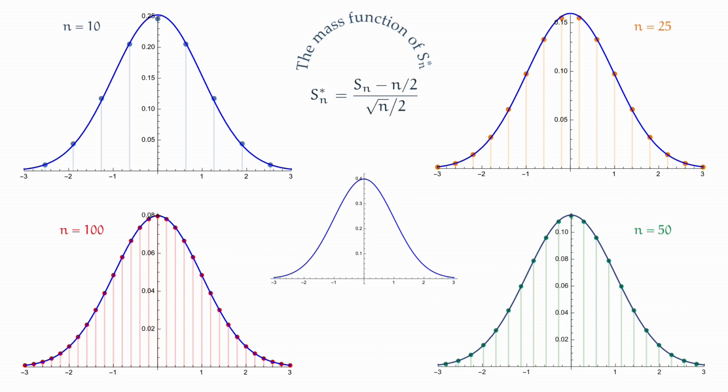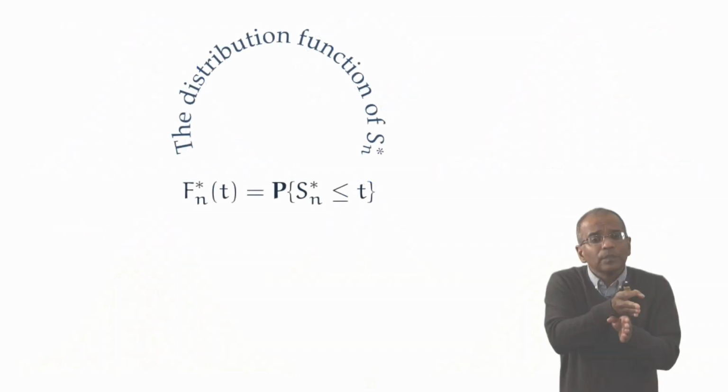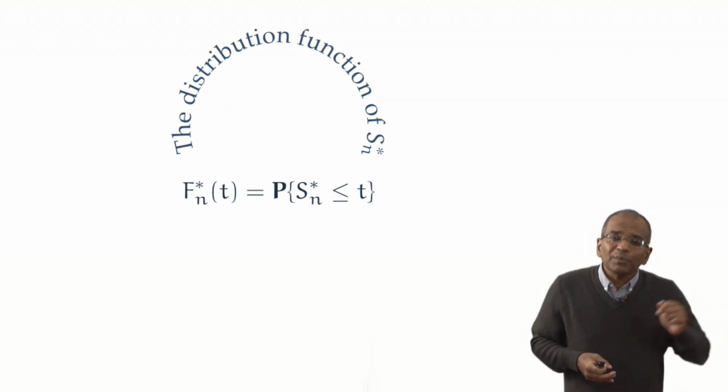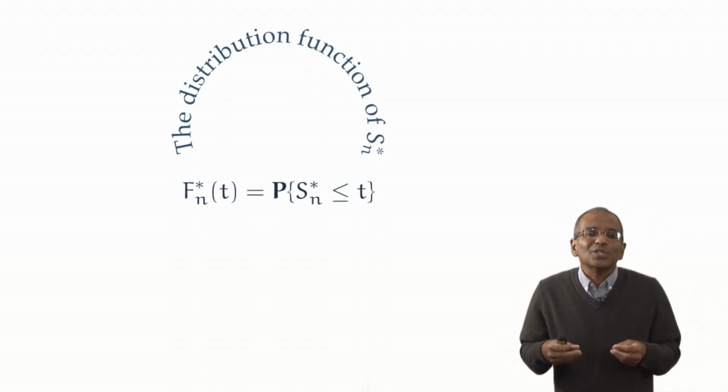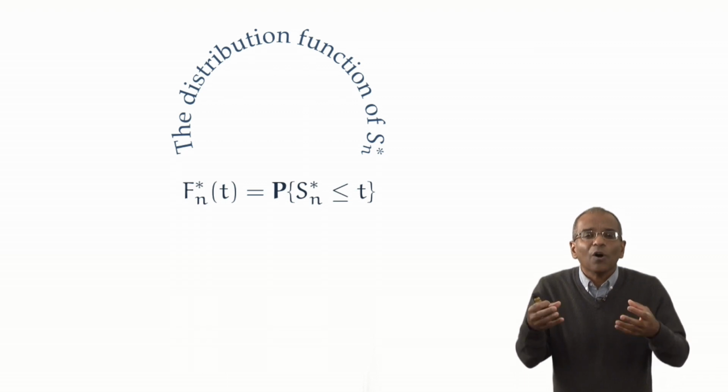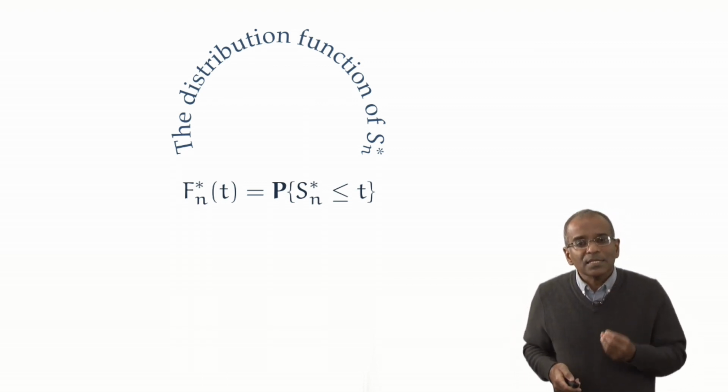Now, how do we compute probabilities in a discrete setting? We simply sum up the mass function, the atomic probabilities. For example, if we are interested in the chance that Sn star takes values in a given interval, we just sum up the masses inside that interval. If we ask what's the probability that Sn star takes values no larger than some given t, then we just sum up all the masses of Sn star up till that point t. Of course, if t is considered to be a variable, then we get a function of t. This is called the distribution function of your scaled variable Sn star.